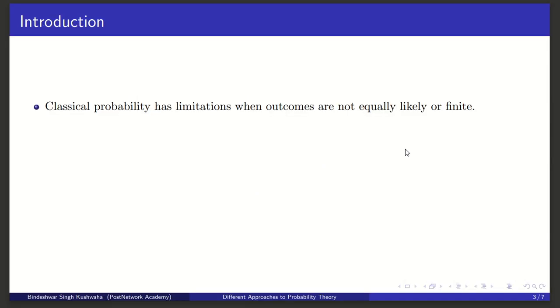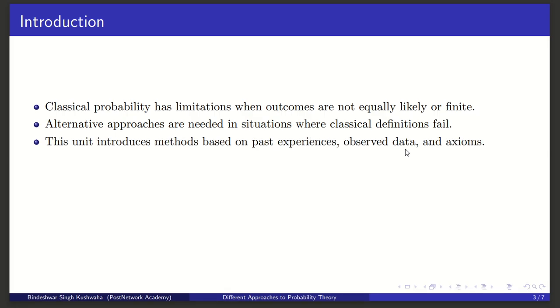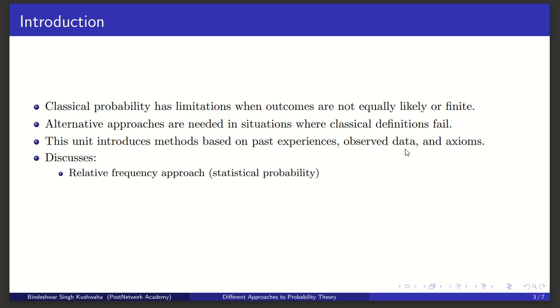So basically, classical probability has limitations when outcomes are not equally likely or infinite. So alternative approaches are needed in situations where classical definitions fail. This unit and video introduce methods based on past experiences, observed data and axioms. So we will discuss the relative frequency approach, and the other two approaches, subjective probability and axiomatic probability, we will discuss in another video.